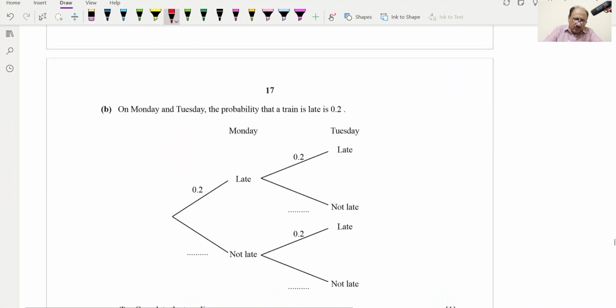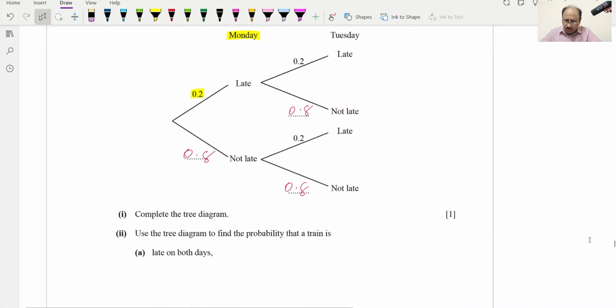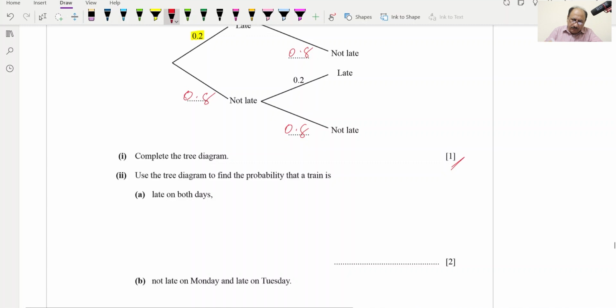B part says on Monday and Tuesday the probability that a train is late is 0.2. So 0.2 on Monday is late, not late will be 1 minus 0.2, so it will be 0.8. And next on Tuesday, it will be also 0.8 remaining, and 0.8 over here also. So one mark for completing the tree diagram, which we have done, and use the tree diagram to find the probability that the train is late on both days.